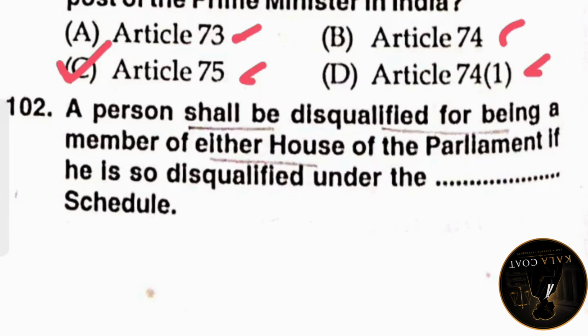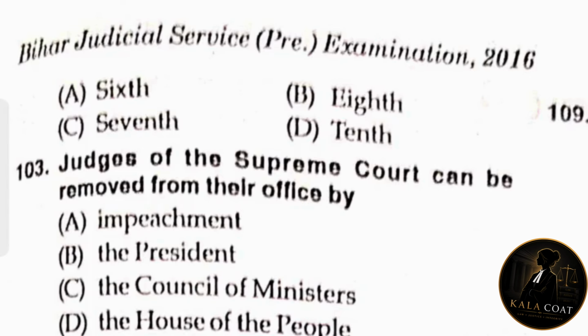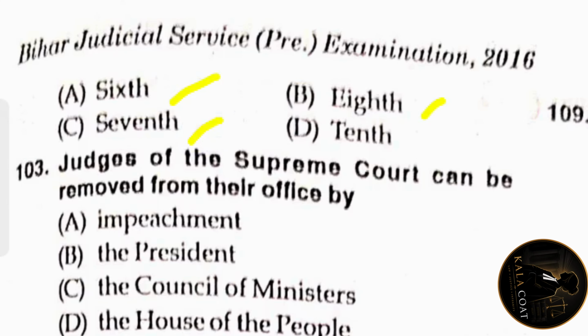Question number 102. A person shall be disqualified for being a member of either house of the parliament if he is so disqualified under the dash schedule. Options are 6th schedule, 8th, 7th or 10th schedule. Correct answer है 10th schedule.